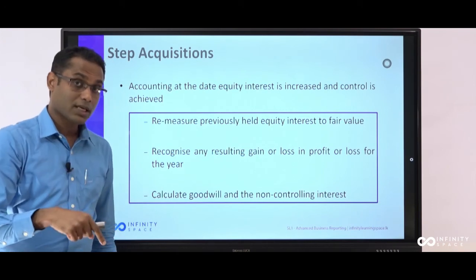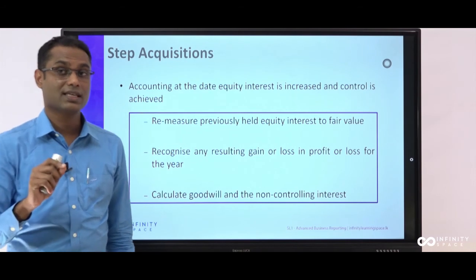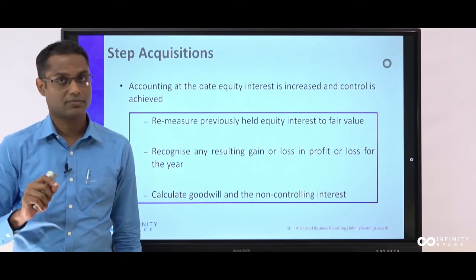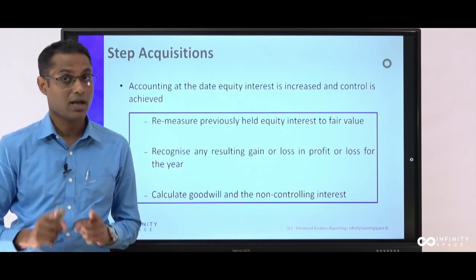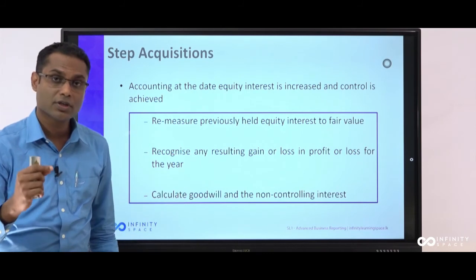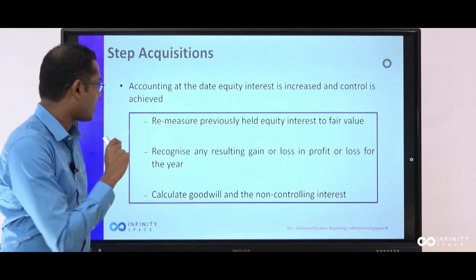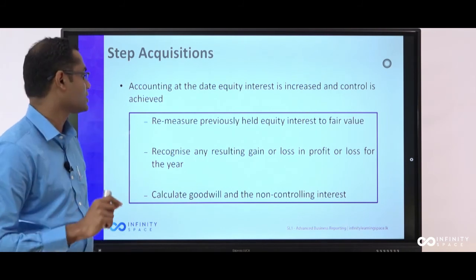Then the most important thing, as I told you all, is that at the date where you achieve the control over the investee, you have to apply the acquisition accounting. You have to apply the acquisition accounting, which means you should start the consolidation. But before starting the consolidation, you have to follow certain steps. Accounting at the date equity interest is increased and control is achieved.